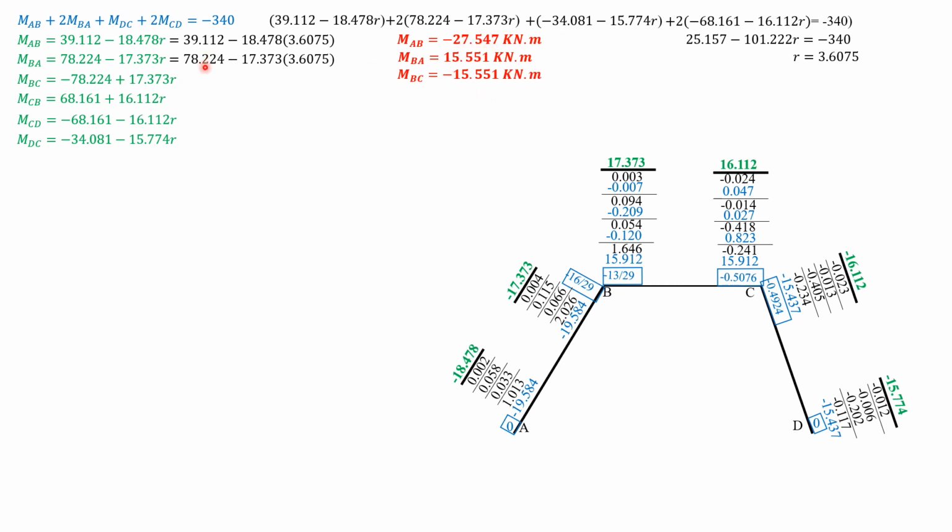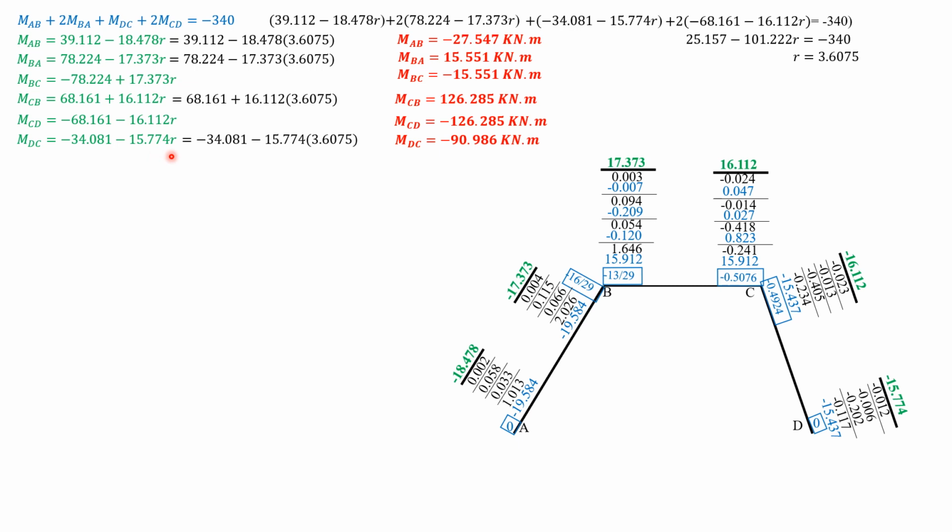MBA is 78.224 minus 17.373 times 3.6075. So MBA is equal to 15.551 kilonewton meter. So therefore, MBC is the negative of 15.551 kilonewton meter. MCB is 68.161 plus 16.112 times 3.6075, and that is positive 126.285 kilonewton meter. Therefore, MCD is the negative of 126.285 kilonewton meter.